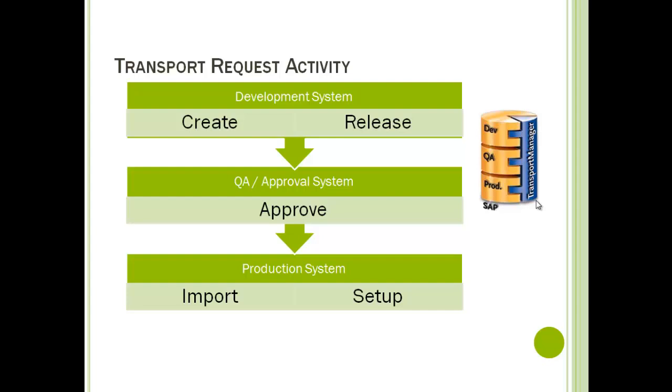Now you may think, why do we need an authorization concept? For the QA system, it is also required because it may have quite a lot of sensitive data, because in most cases companies will refresh the QA system. That means copying the productive system into the QA system to have actual test data. In development also, it is required to have an authorization concept for who can create TRs and who can release them. That's what we are going to see now.